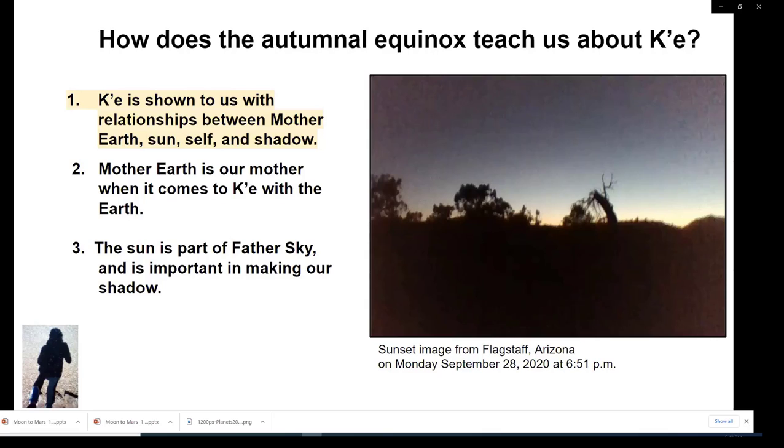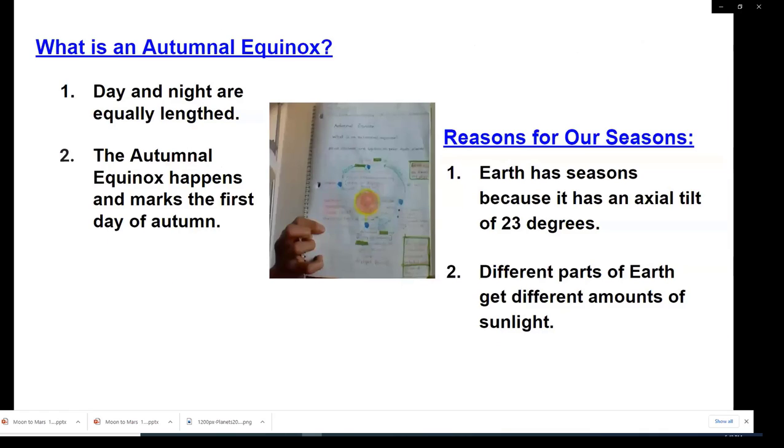The title is How Does the Autumnal Equinox Teach Us About Keh? Keh is shown to us with relationships between Mother Earth, Sun, Self, and Shadow. What is an autumnal equinox? 1. Day and night are equal length. 2. The autumnal equinox happens and marks the first day of autumn. Reasons for our seasons. 1. Earth has seasons because it has an axial tilt of 23 degrees. 2. Different parts of Earth get different amounts of sunlight.